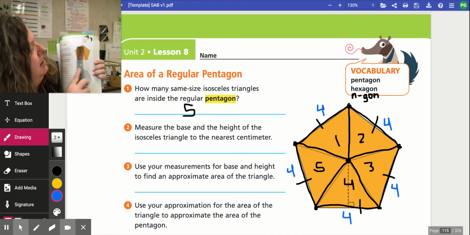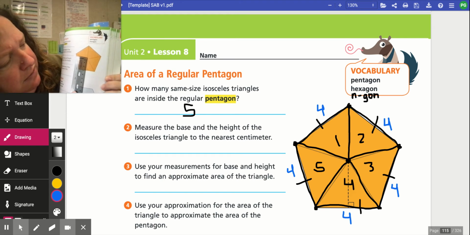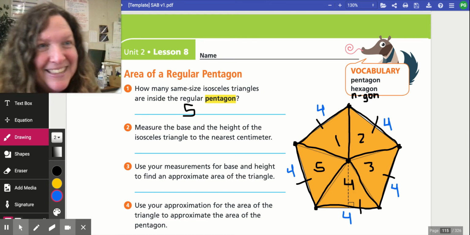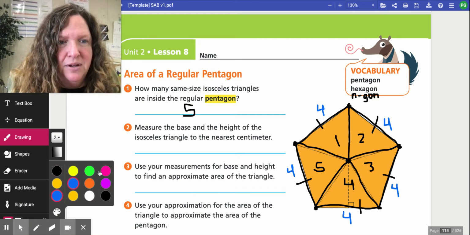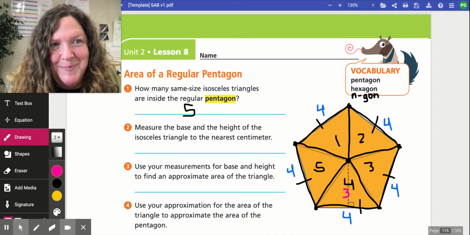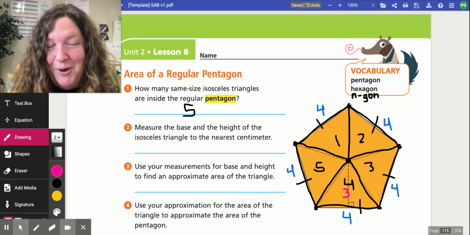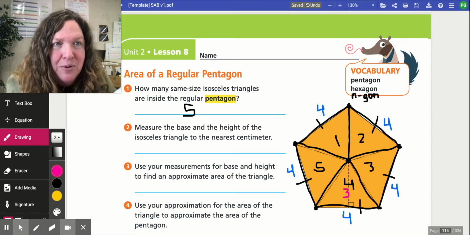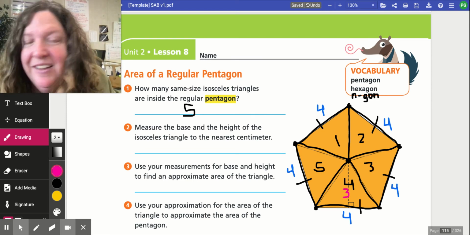So that's where we're going to measure. We're going to measure from the middle of the base straight up to the dot. It's almost exactly 3. So let me grab a different color here. This height is 3. Now, what's the height of the other ones? I hope you know the height of all those is 3 as well. We only need to figure out one of these triangles, and we can figure out the area of the whole thing.